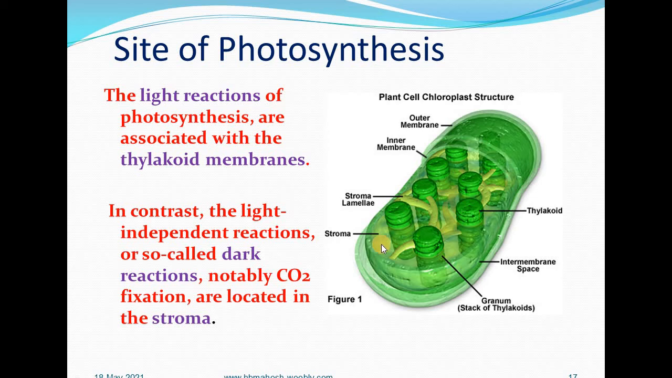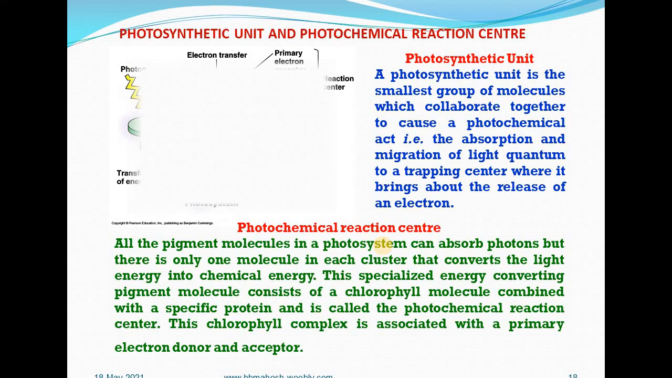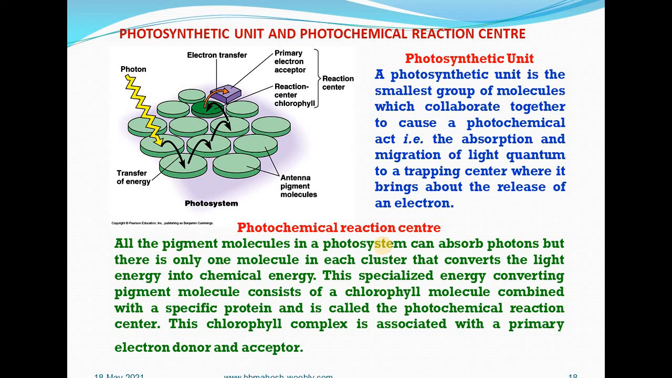Then the dark reaction, that is nothing but the carbon dioxide fixation, is located in the stroma. Stroma is nothing but the cytoplasmic content of the chloroplast. See, this is the site of photosynthesis. In this slide, I would like to explain the photosynthetic unit and photochemical reaction center.